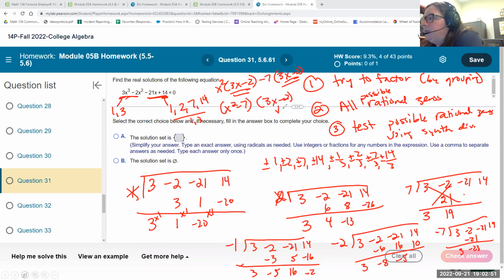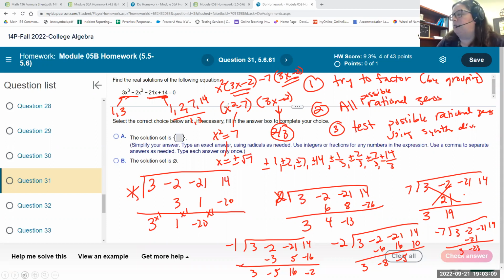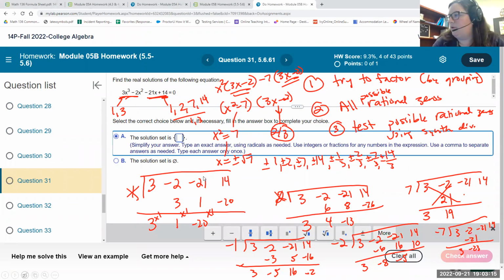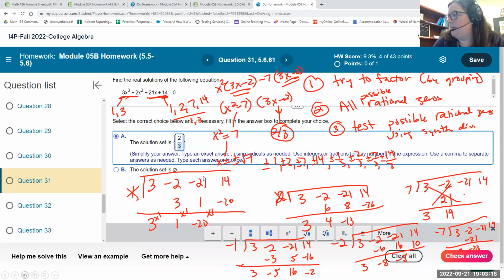And now I can see I would have had to test positive 2/3 to work for that one. For the x squared minus 7, that's going to be x squared equals 7. That's not even rational. Plus and minus square root of 7. Those are real solutions, but they're not going to come up in any of the rational ones. So in this case, remembering to try to factor by grouping can save you a lot of time if it works. So 2/3, and then square root of 7.